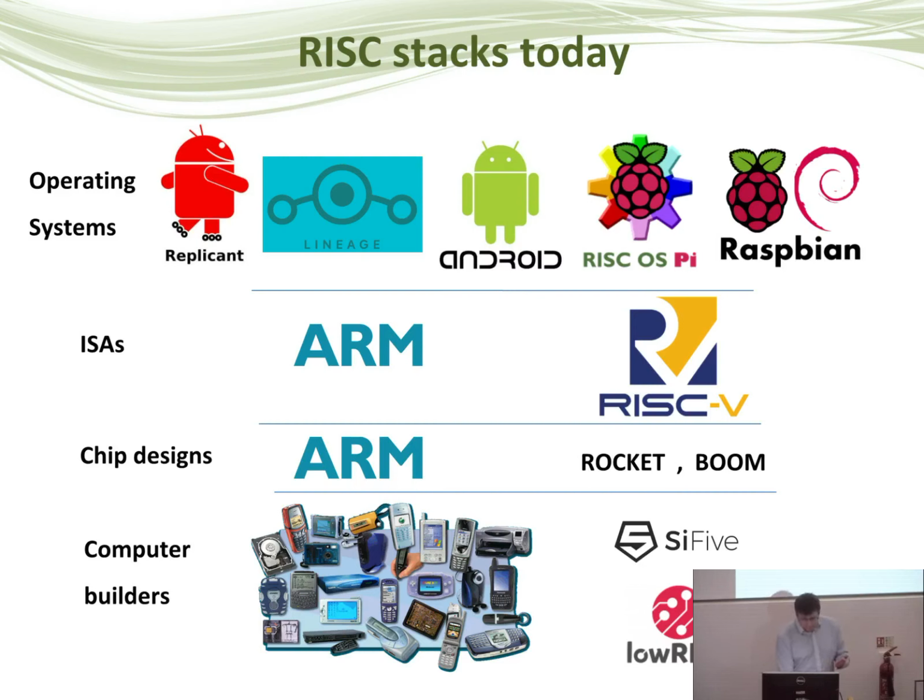So there are two major interesting RISC architectures out there. There are others as well. Probably if you have a phone in your pocket, it is running the ARM architecture. This is a proprietary, closed architecture designed in Cambridge by ARM, the company.